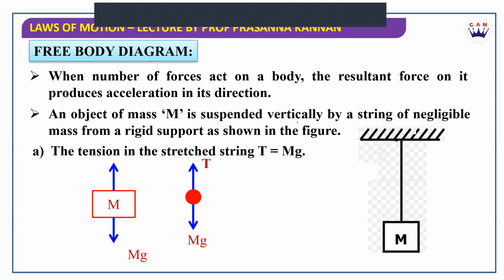Second point, an object of mass m is suspended vertically. That's what is explained in the figure. Tension is T equal to mg. Because why did we write T equal to mg here?